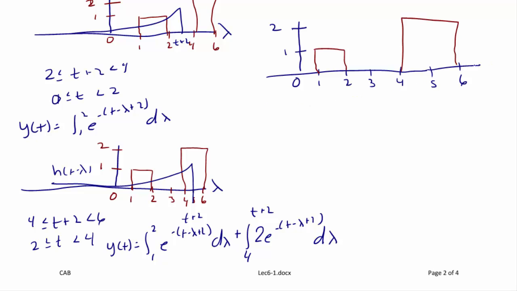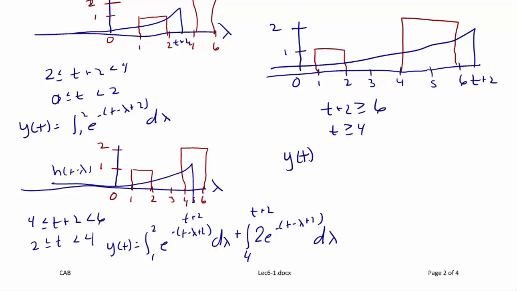Okay, we have one final region, and that region is where t plus 2 is greater than 6. So if I sketch h of t minus lambda, here's t plus 2. T plus 2 is greater than or equal to 6 means that t is greater than or equal to 4. And that region is also going to be the sum of integrals.